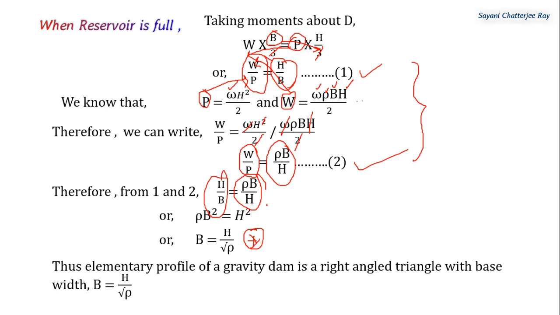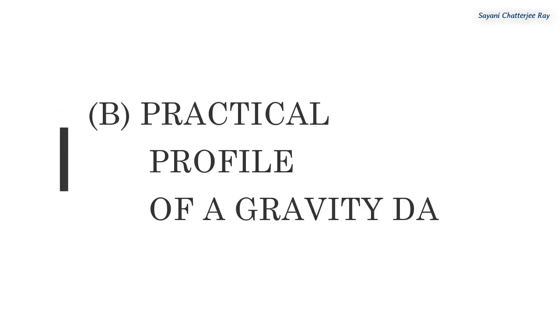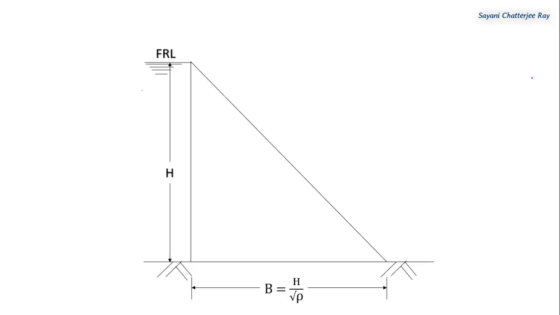Thus we can say that the elementary profile of a gravity dam is a right angle triangle with base width equals H upon root over rho. Our next topic is practical profile of a gravity dam. I have drawn the elementary profile of a gravity dam with base width equals H upon root over rho.